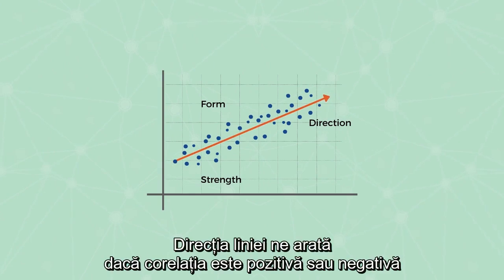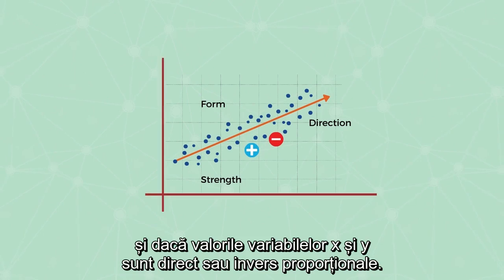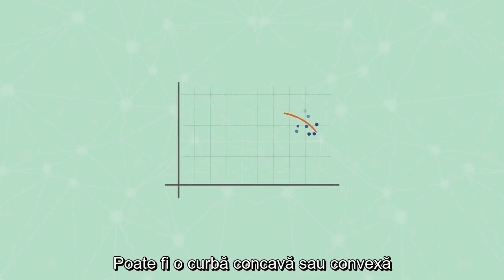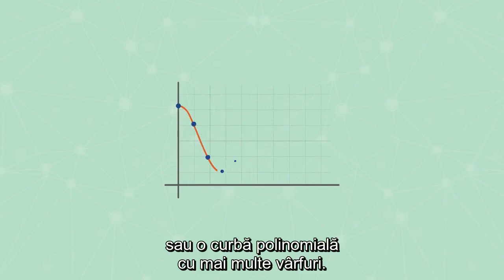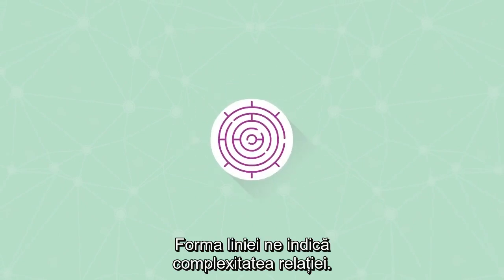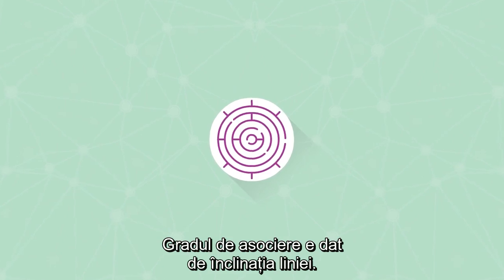So the direction of the line tells us if the correlation is positive or negative, if the x and y variables are proportional or inversely proportional. The form of the line, say a straight line, doesn't have to be straight. It can be a concave line or a convex curve or a polynomial curve that has a few peaks and valleys. So that tells us about the complexity of the relationship. And the strength of the line is just the steepness of it, or the slope.